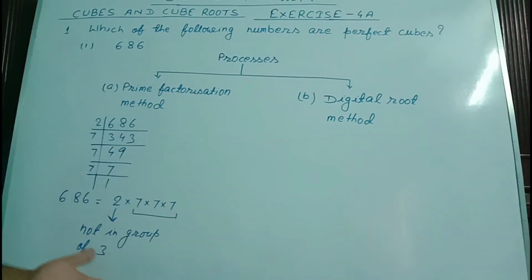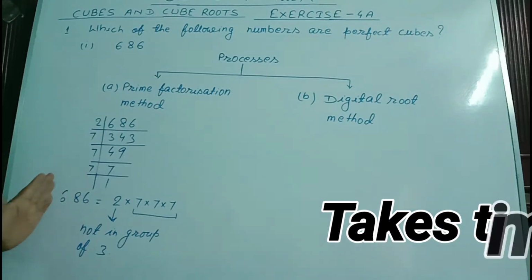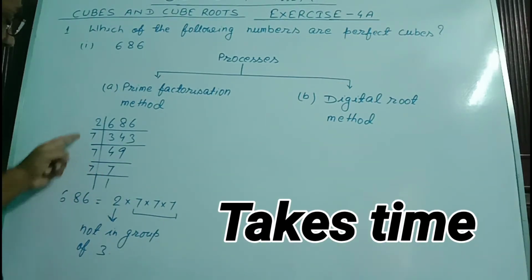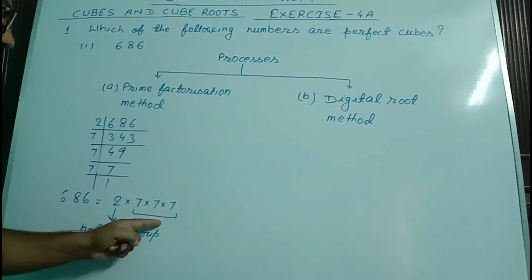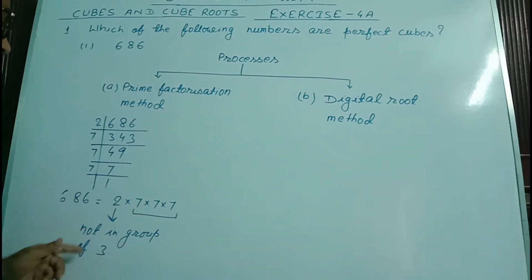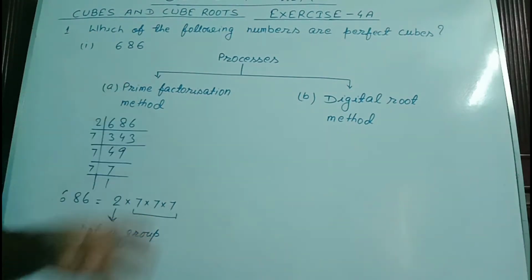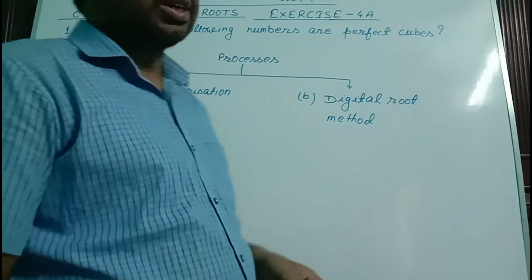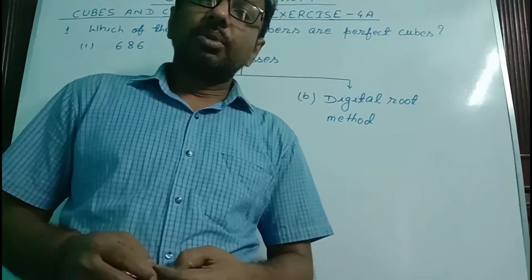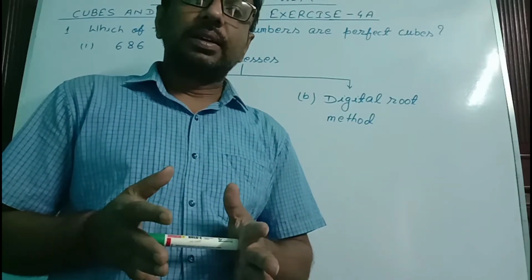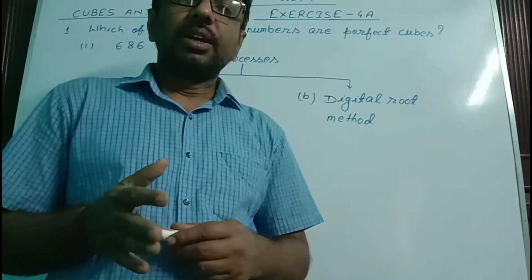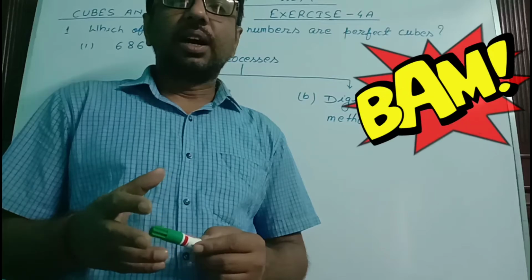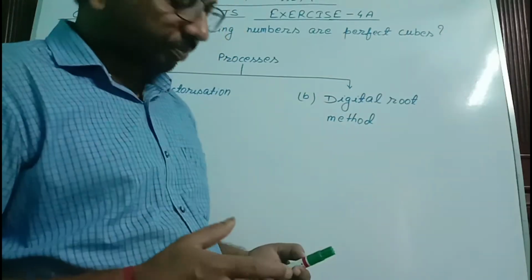This is the traditional method, and this takes time. To get the prime factors, again to prepare the groups of 3, again to decide about all these works, all these activities take time. Today I am going to teach you a new method. If you follow that method, then you can orally reply with the answer.